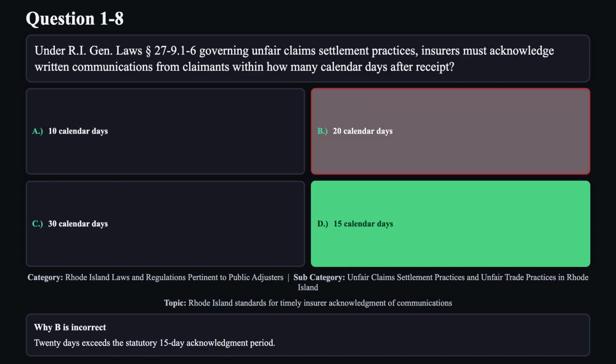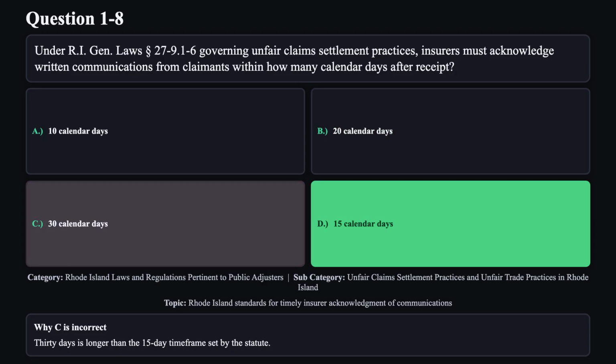Reason B is not correct. 20 days exceeds the statutory 15-day acknowledgement period. Reason C is not correct. 30 days is longer than the 15-day time frame set by the statute.